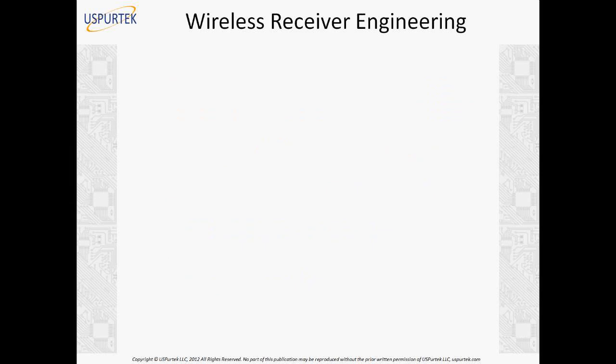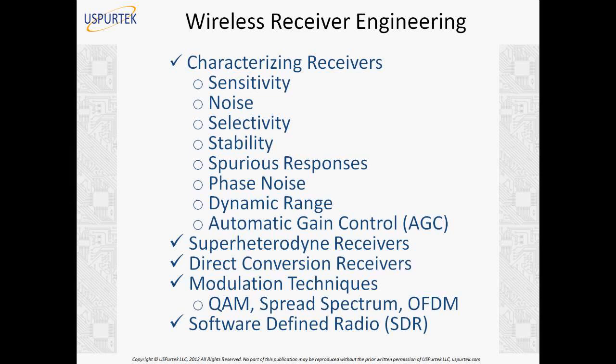Okay, let's move on to the outline of this webinar. Today we are going to learn about the different receiver characteristics, how we define and characterize any wireless receiver. It could be sensitivity, noise, selectivity, stability, spurious responses, phase noise, dynamic range, or automatic gain control.